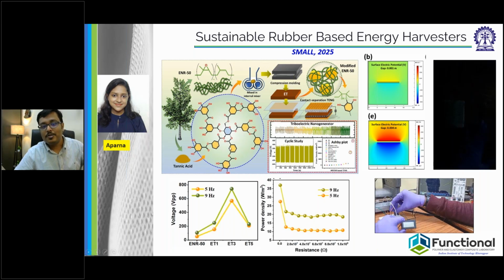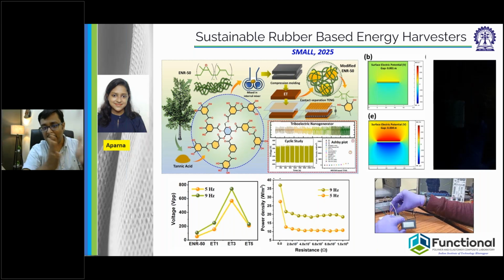So we modified the natural rubber with tannic acid, and then we have taken Teflon on the opposite side as the other pair. And when this contact separation between the tannic acid modified natural rubber and the Teflon happens, I'm sorry, in this particular case we have taken epoxidized natural rubber and then we modified it with tannic acid.